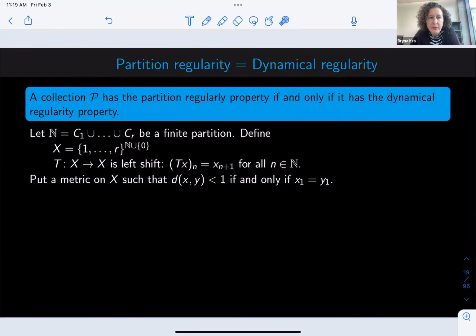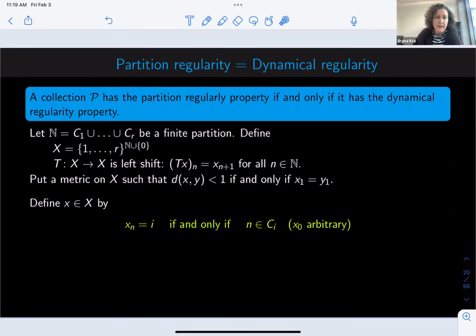And you can pick any metric that's going to tell me that 2 points that agree at the beginning are going to be close. And by close, I just care that the distance is less than 1. So I want, let's say, the first entry of the X and Y sequences to be the same, a metric that does that. And there are lots of choices of metric that you can pick for this. And now I'm going to tell you what the particular point is. It's going to be an infinite sequence in the alphabet 1 through R, where you define the nth entry of my sequence to be i if and only if n is colored with color i.